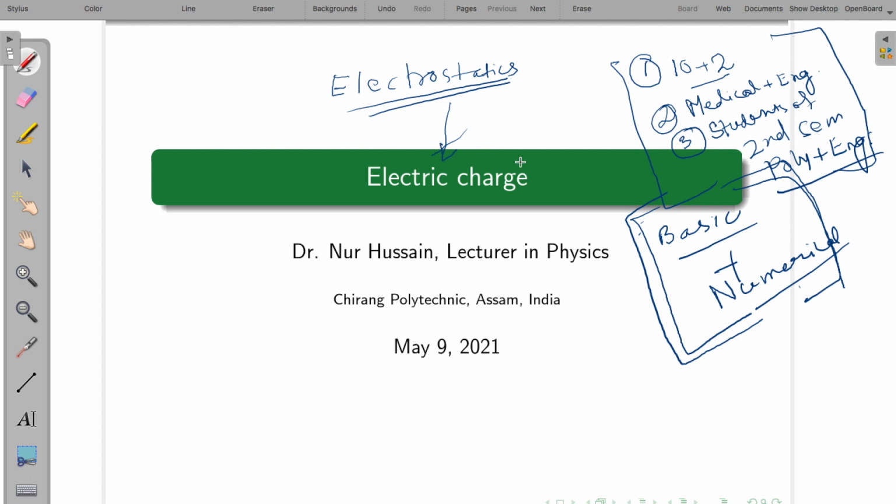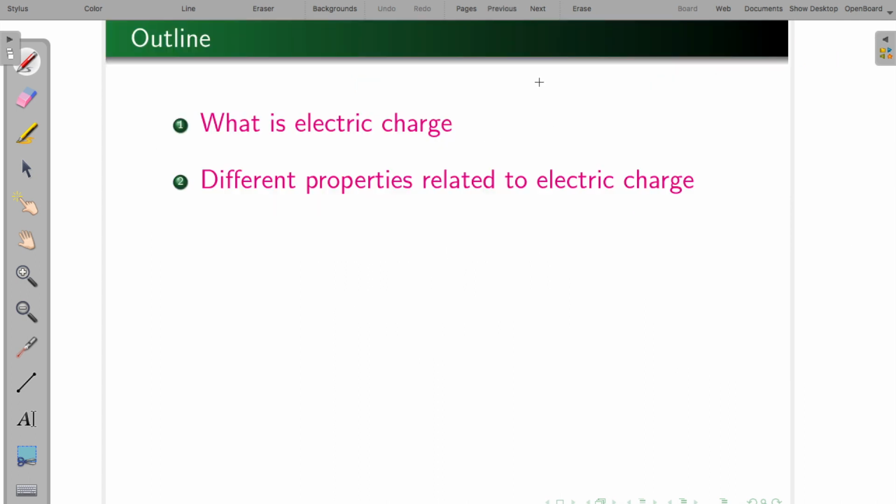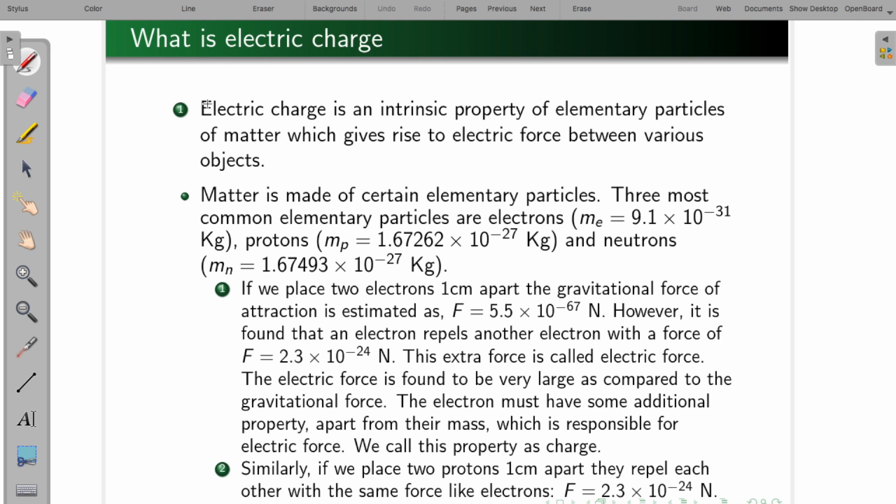The first part of electrostatics is electric charge. So what is electric charge? The outline of this class is: what is the electric charge? First we will discuss electric charge, then we will discuss the properties of the electric charge. So what is the electric charge?